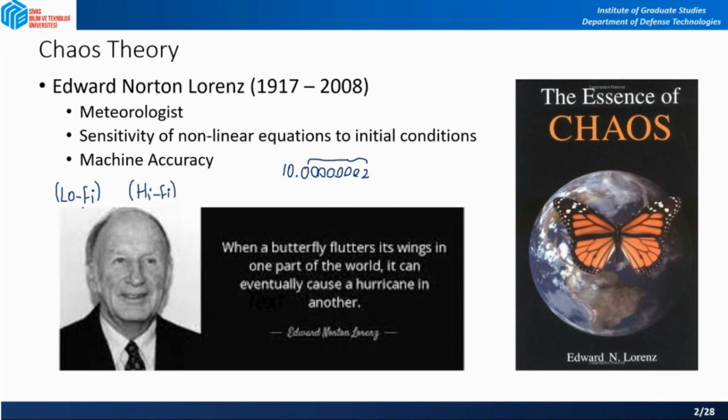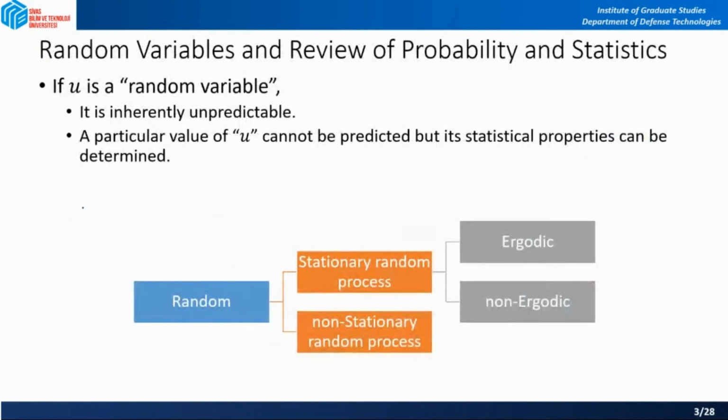Therefore, we need to understand what kind of tools in terms of statistical analysis we have to use to analyze the instantaneous data. So we are going to talk about these tools. This will be just a short review on random variables and review of probability and statistics. So still, we are right now in the fifth session, and we didn't talk anything about turbulence.